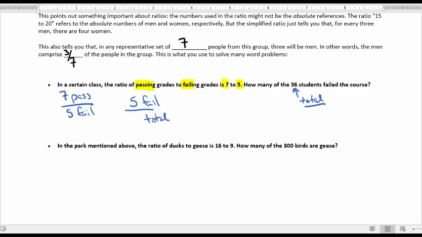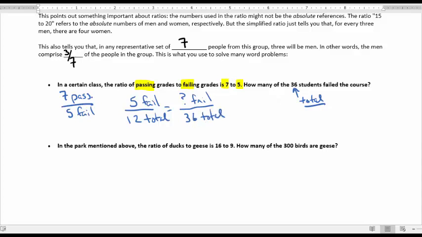But what's the total number of students here, right? Well, if 7 passed and 5 failed, that would mean that the total is actually going to be 12. So 7 pass to 5 fail equates to 5 fail to 12 total, right? And now I want to know how many failed out of the total number of students, which in this case is 36.